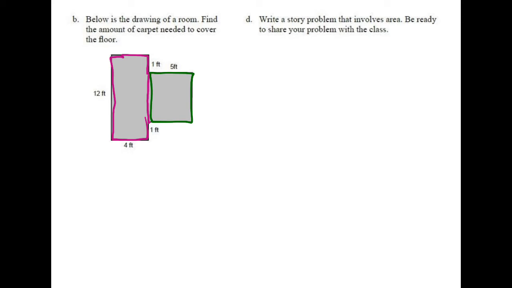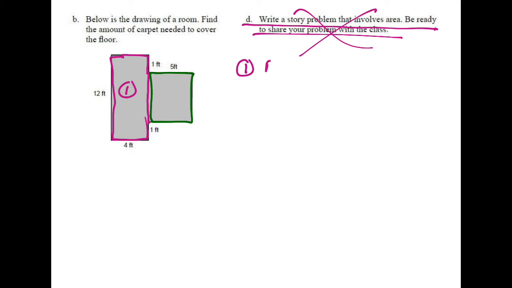Okay, so rectangle 1. Oh, by the way, D over here says write a story problem that involves area. You don't have to worry about that. So I'm going to use the space over there. So rectangle 1, area is equal to length times width. Do I already know it? I do. So here's the length and here's the width. So we already have 12 and 4. And 12 times 4 is 48. So this is 48 square feet.